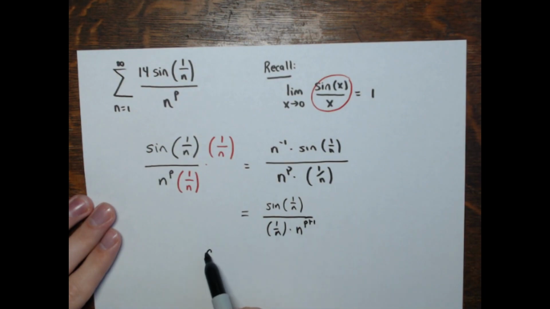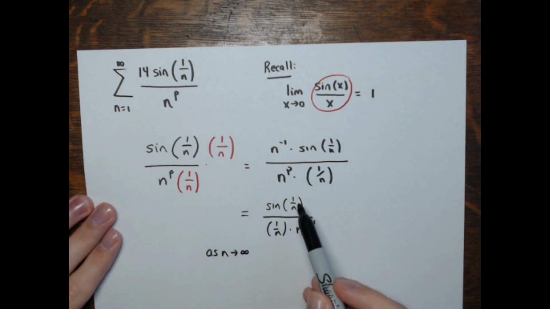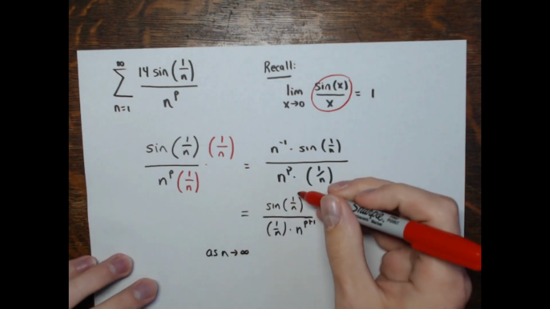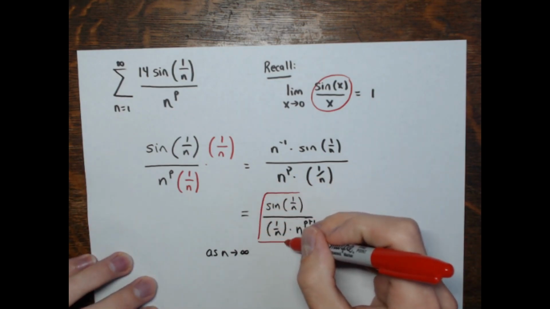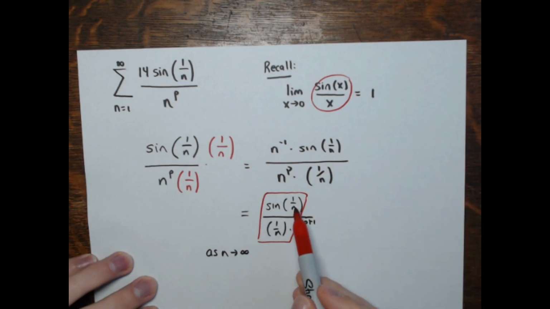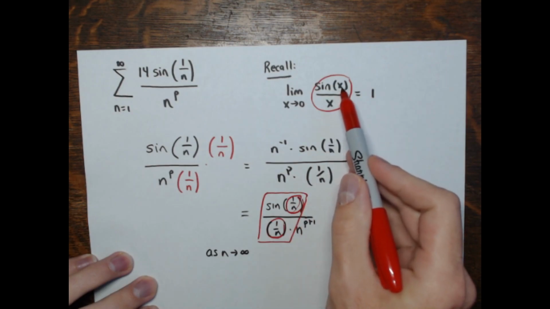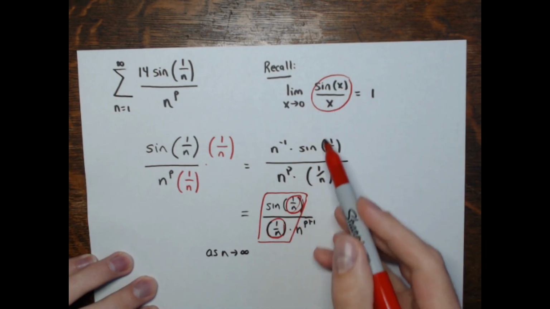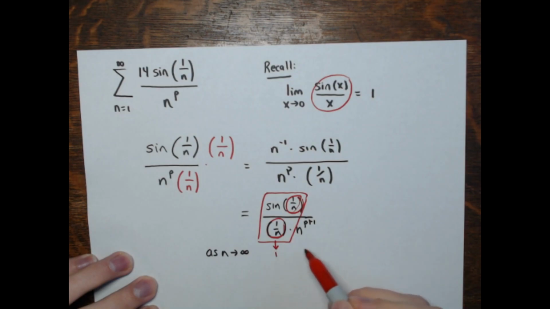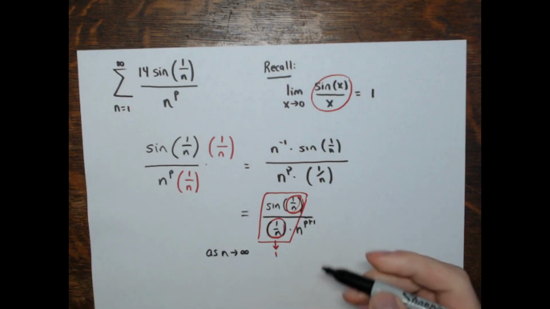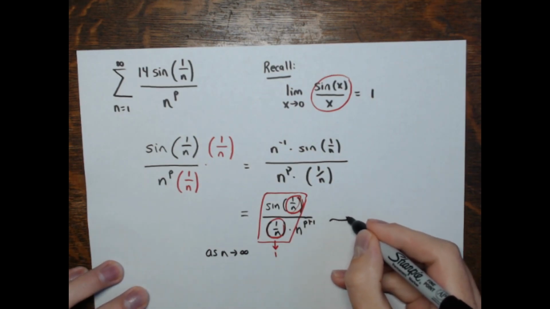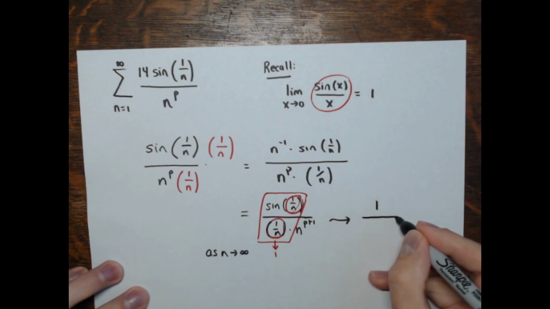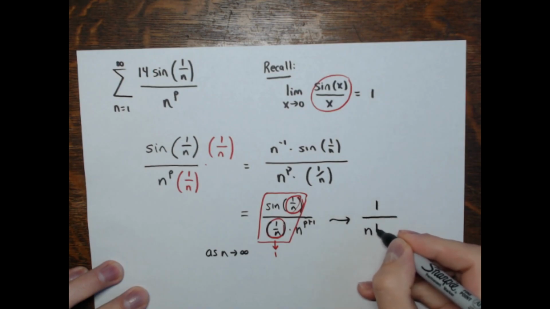Right? And as n goes to infinity, this, sine of 1 over n over 1 over n, the 1 over n is going to 0. This is going to 0. This is going to 0. Just like this, you have the sine of something going to 0 divided by something going to 0. So this would be approaching 1. Right? So as n goes to infinity, this thing will approach 1 over n to the p plus 1.